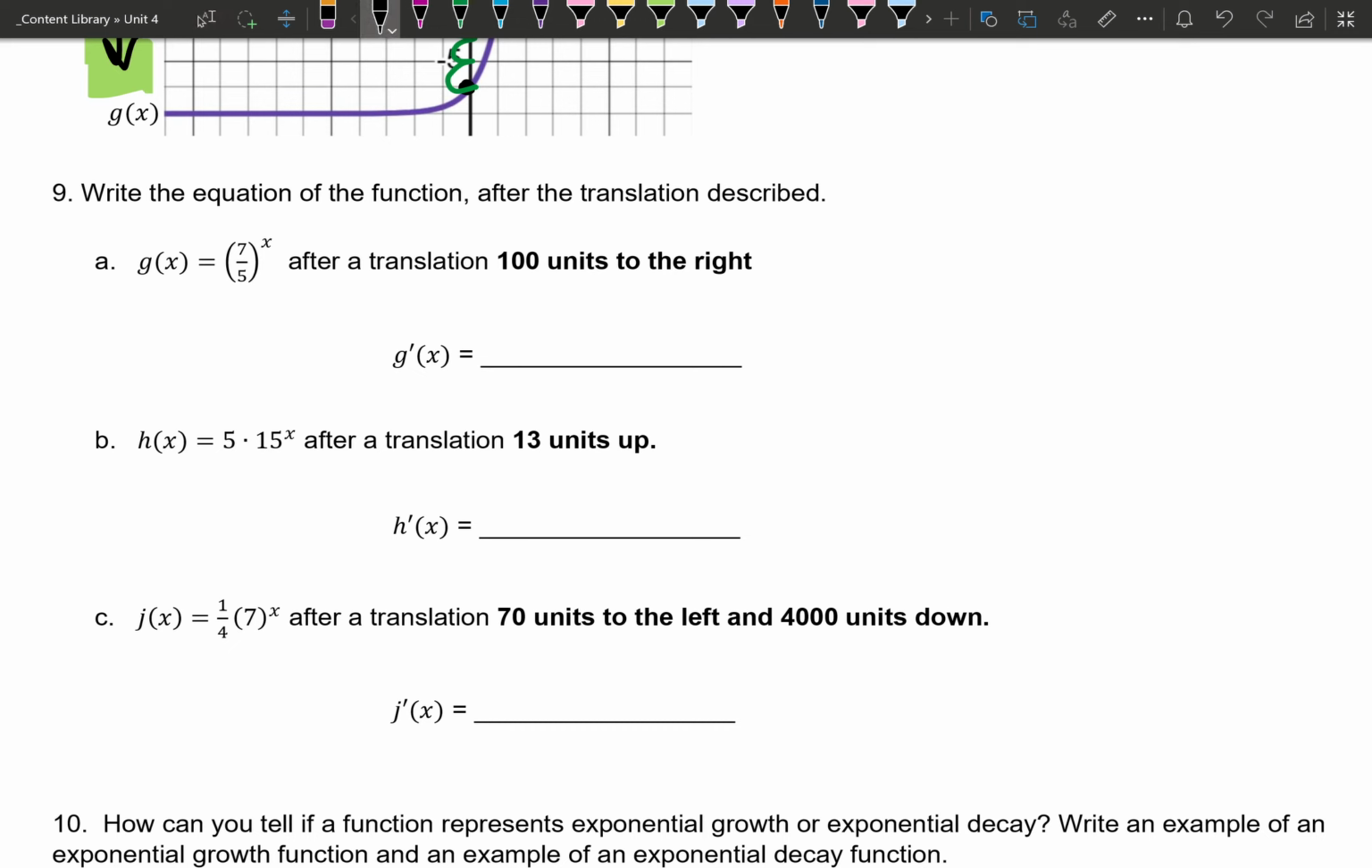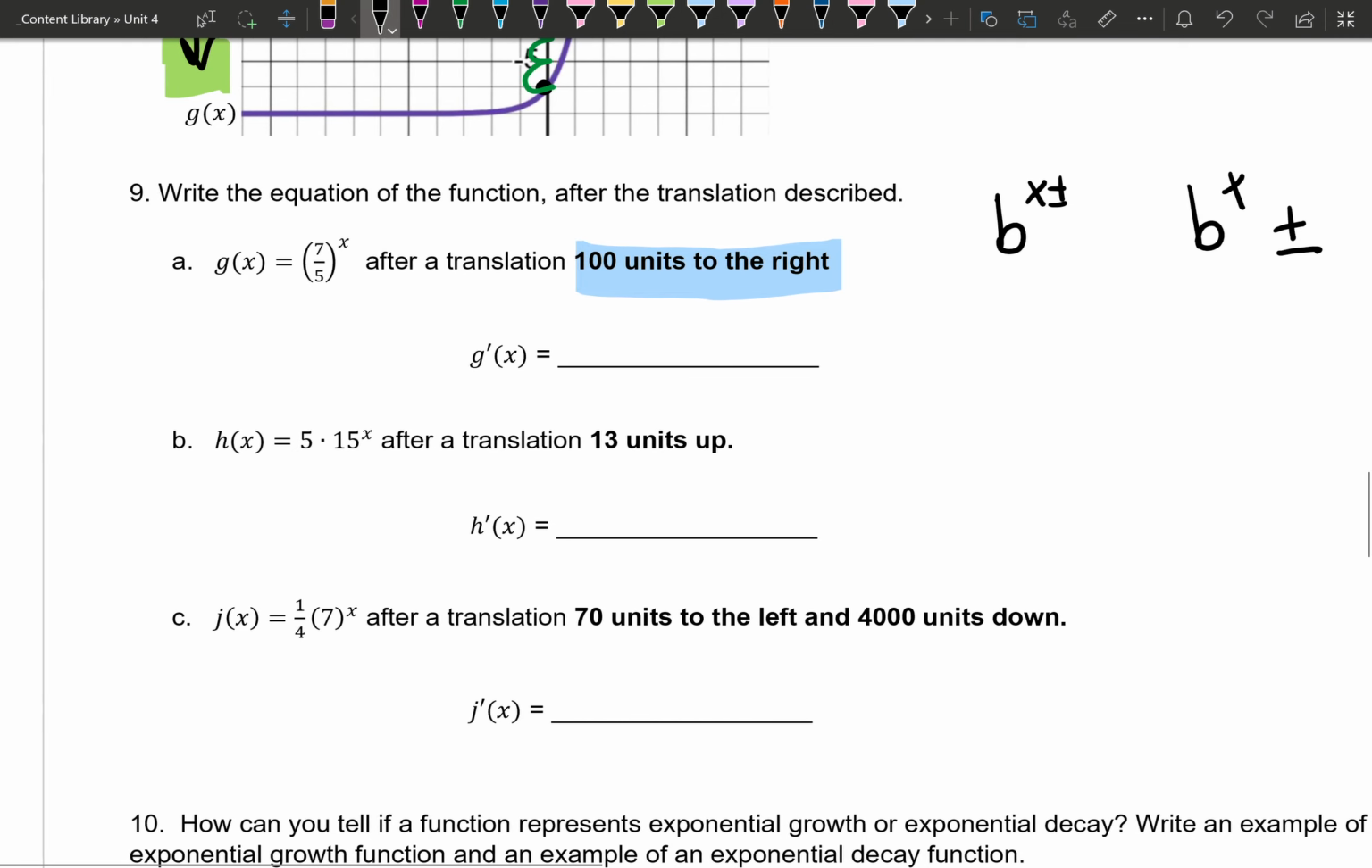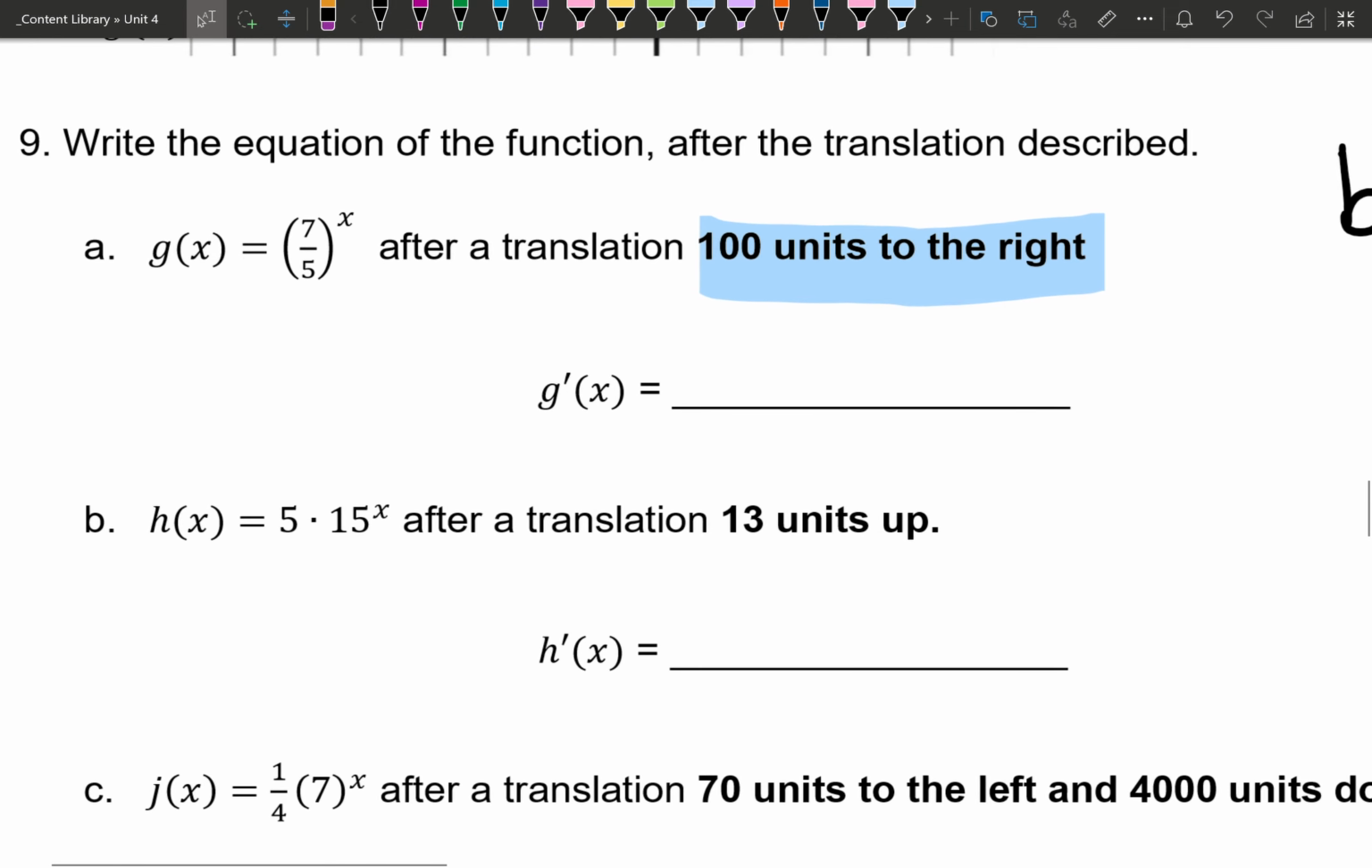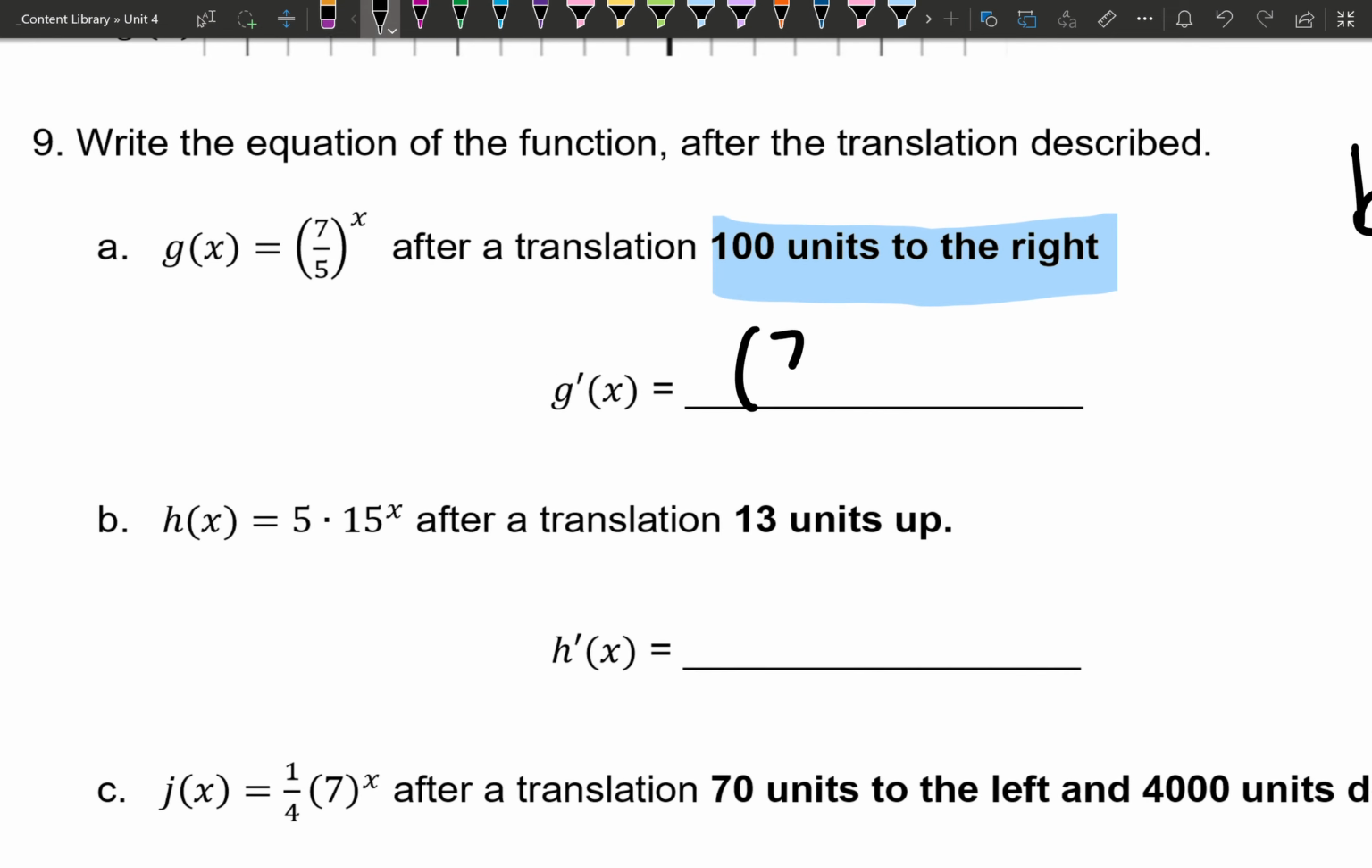Number 9, what we're going to do is just write the translations that are happening. Now remember, when we're going left and right, we add and subtract up top. When we're going up and down, we add and subtract outside. Okay, number 9, letter A. G of x equals 7/5 to the power of x, and I'd like to move it 100 units to the right. This is how it will look.